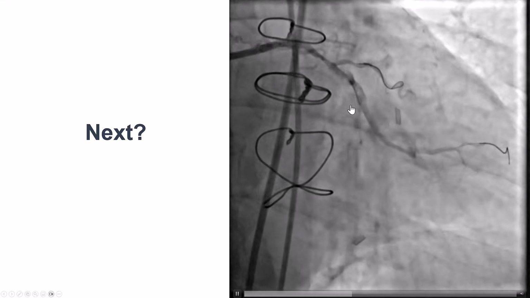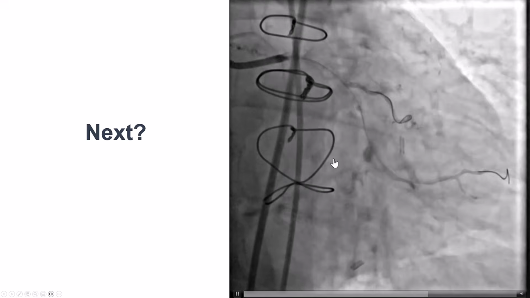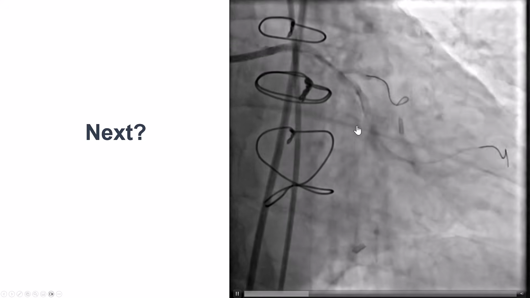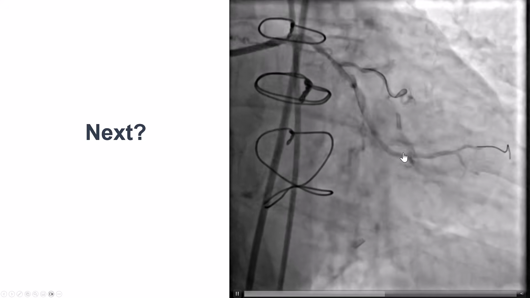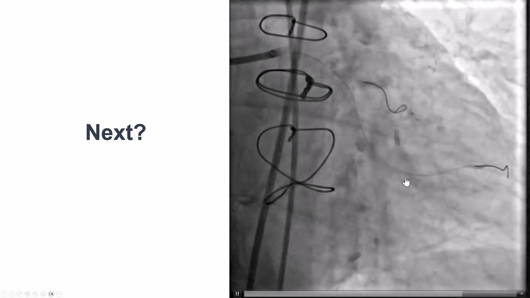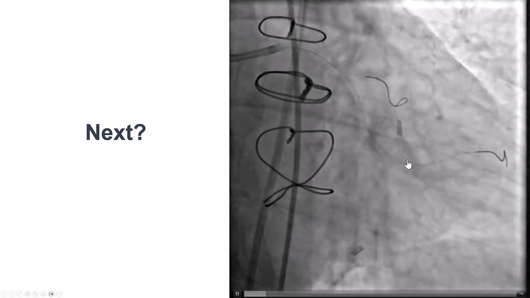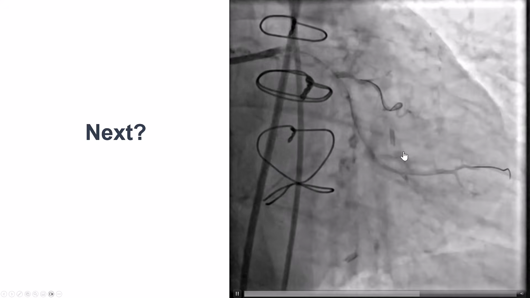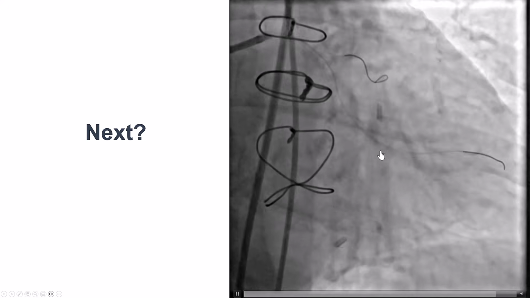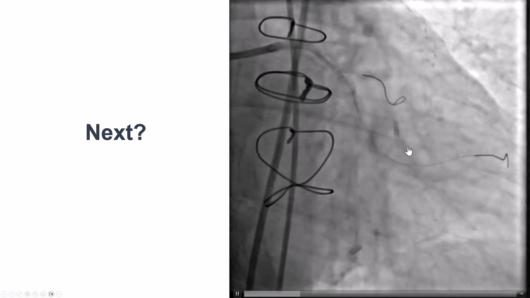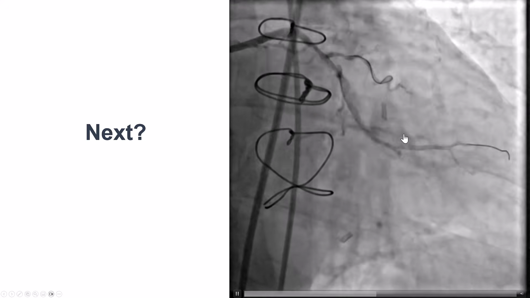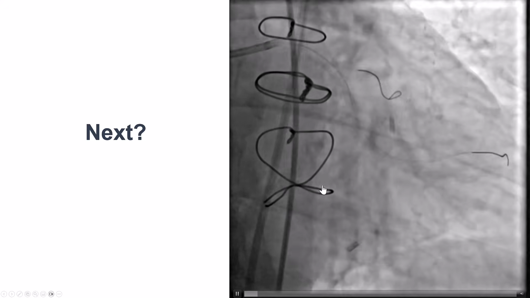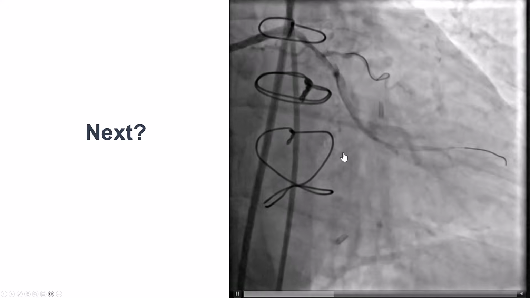And not surprisingly, we have two issues here. One is a perforation in the mid-circumflex. We did the staining come up here. And there's also, interestingly, another perforation into the second obtuse marginal going into what seems to be a vein. So two issues. This was probably caused by the knuckled wire going into a small branch and created an arteriovenous fistula, which generally are okay, but this one seems to be a perforation.